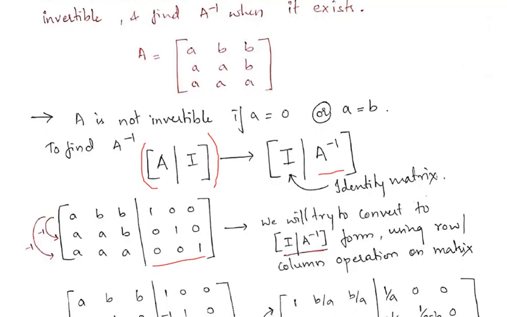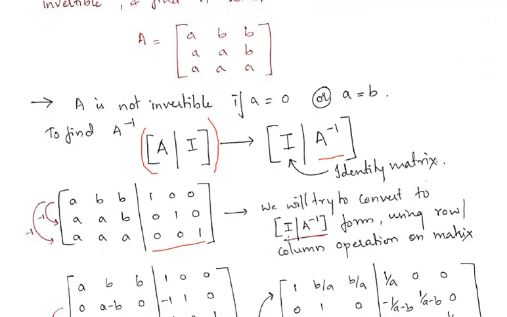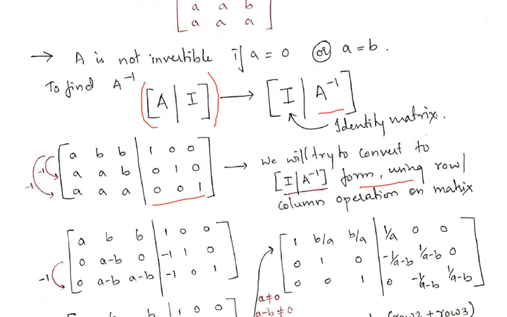Okay, so what I am saying is, we will try to convert to I partition A inverse form using row or column operations on the matrix. Okay, so what we will do, we will start performing the row or column operations. You can see here I have given to make this 0. Okay, we'll consider the pivot elements of the diagonal, so that we'll try to make all zeros below the diagonal. Okay, so that we'll approach towards the identity matrix.